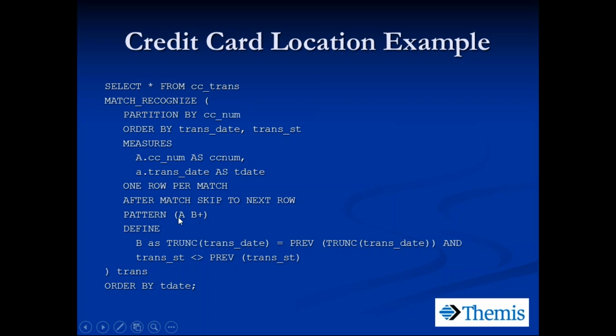Okay, and that's what we're saying here in this pattern down here. So if you see a letter by itself, it just means I'm looking at the current record. So the current record has to match to one or more other records, because I could have more than one transaction on the same date, even in different states.